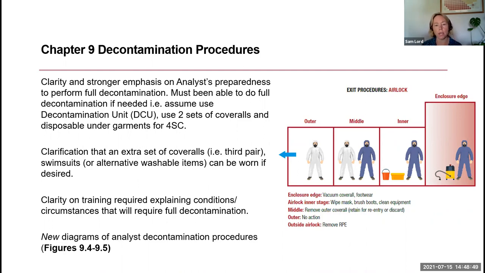And then talking about decontamination procedures, again, there's much more emphasis that analysts do need to be prepared to go through a DCU. They don't know what they're going to find. They may encounter debris or contamination, despite all the other checks and balances that should be in place to make sure that the enclosure is clean, there is still that eventuality. So they must be trained to be able to go through a decontamination unit, and that's really what this chapter is all about. And there's a few other bits of clarification, and some nice diagrams as well to help communicate that message.